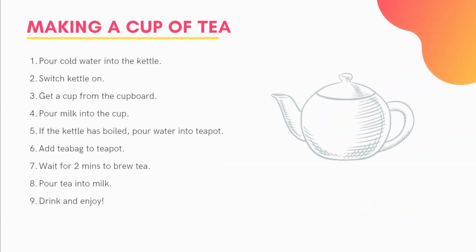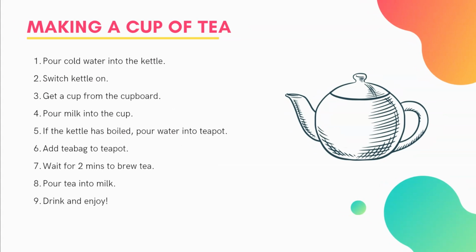So, a full set of instructions: pour the milk in the cup. Once the kettle's boiled, if the kettle's boiled, pour the water into the teapot, add a tea bag to the teapot, wait for 2 minutes for it to brew, pour tea into milk, drink and enjoy. So, a full set of instructions. We've had to break it down. We could even break it down even further: lift the teapot to 45 degrees, etc., etc. Which, if you were asking a physical robot to do, you would have to do. And it's the same for coding an EA.